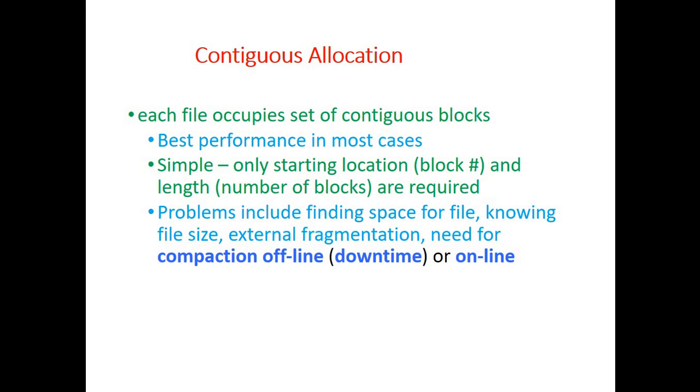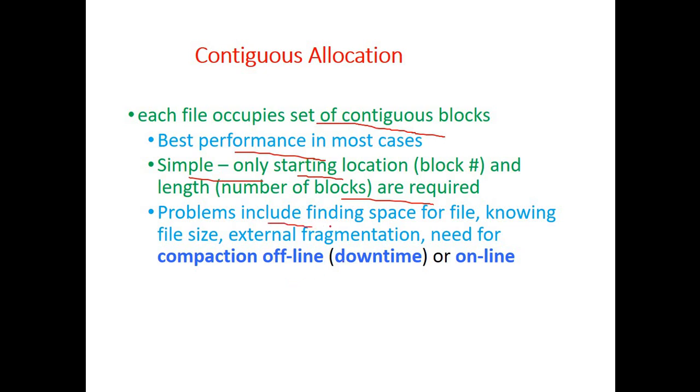Coming to the contiguous allocation, each file occupies a set of contiguous blocks. It performs best in most of the cases, and it is also simple because we need to store only the starting address of the file block and the length, that refers to the number of blocks required. So only these two pieces of information we need to maintain for each file, the starting block number and the number of blocks, because they are stored in contiguous locations.